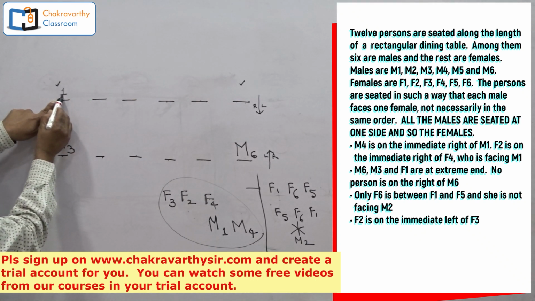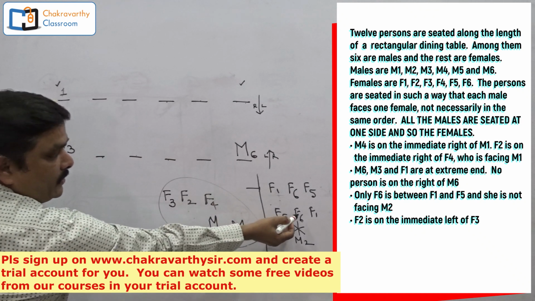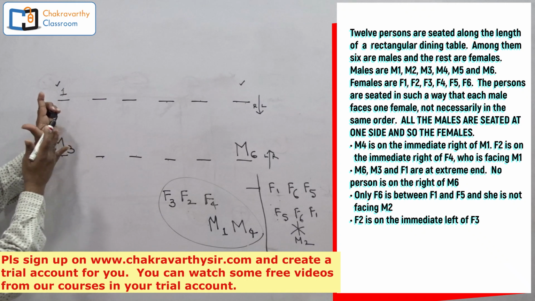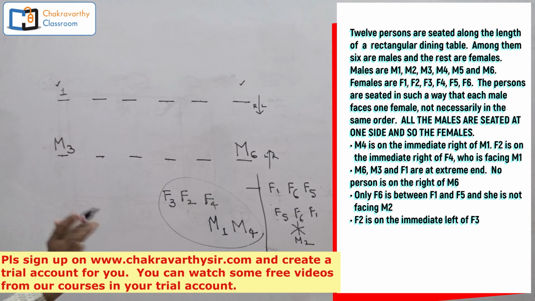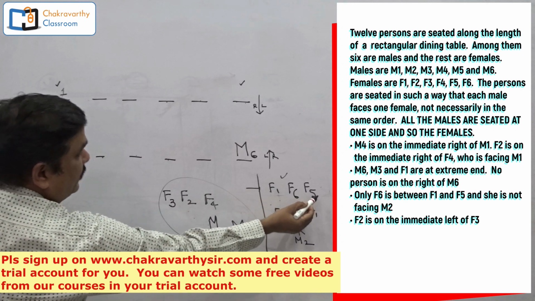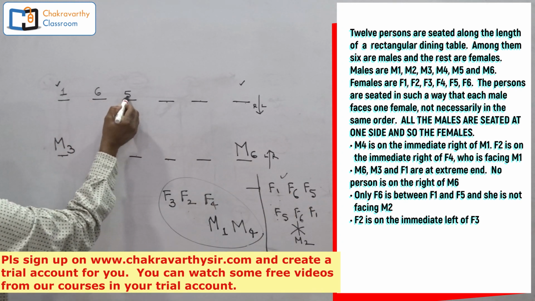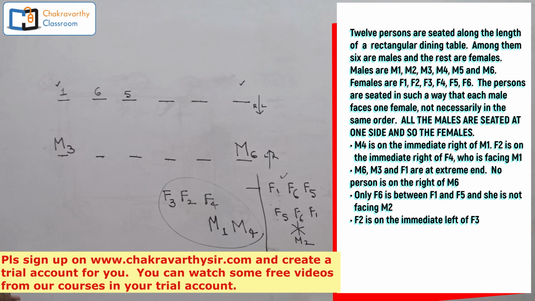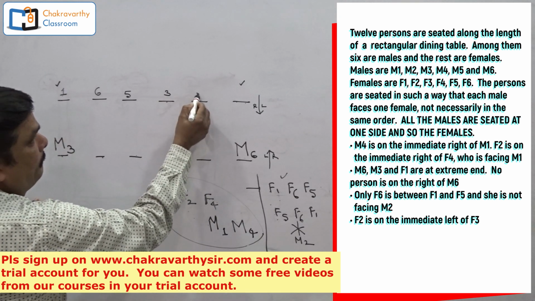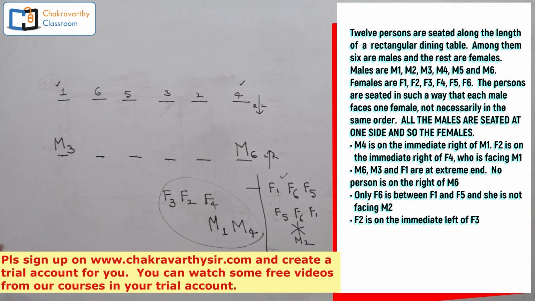Suppose I am keeping F1 here, I cannot take this one, because in this arrangement for F1, F6 and F5 should be on the right side, but that is not possible. I should go with this one only. What is this? F1, F6, F5. It is F6 and F5. Then obviously after that F3, F2, F4. There is no other way.